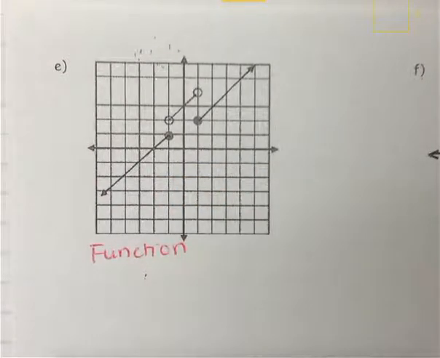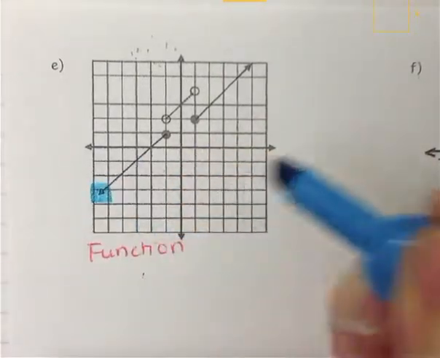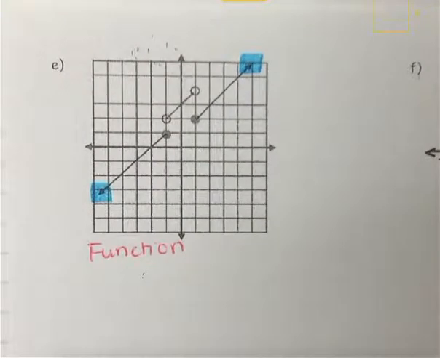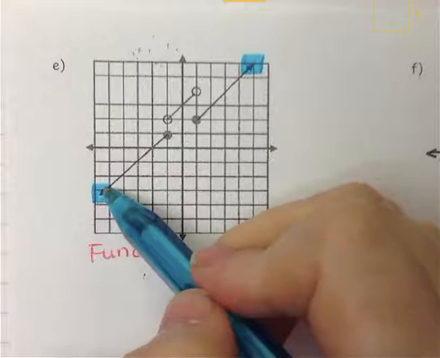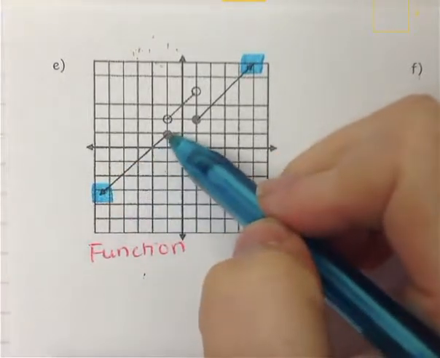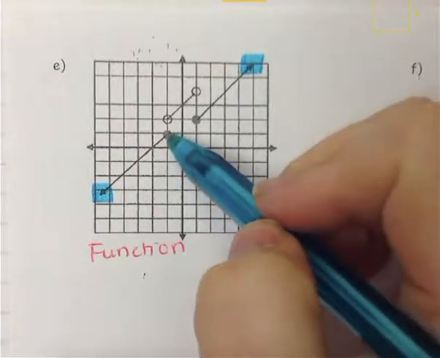For the domain, I'm going to find my point to the farthest left, which in this case is an arrow, and to the farthest right, which is an arrow. I want to see if I can go from blue to blue without picking up my pen. So if I start from this blue along the graph, I come to a stopping point. I have to pick up my pen. That means that this is a discontinuous graph.